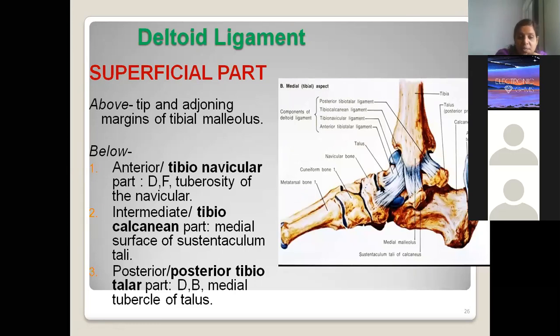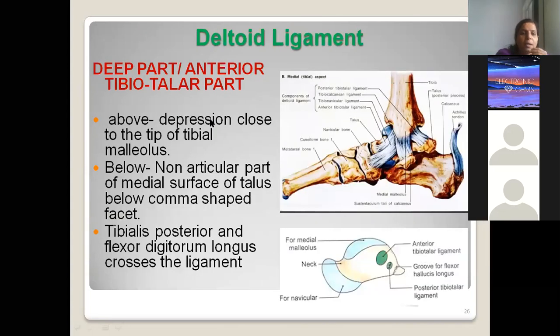How many parts did I say? The deltoid has a superficial part and a deep part, isn't it? We have just discussed the superficial part. Now let us discuss the deep part. We call it the anterior tibiotalar, in the sense from the tibia to the talus bone. Of course, so many features we are unable to see. Only the superficial part is clear from this picture.